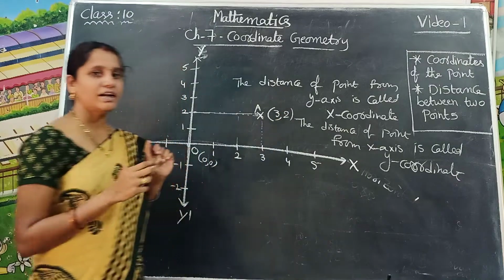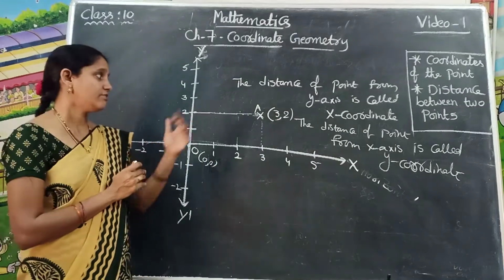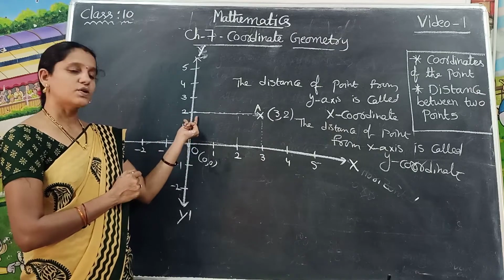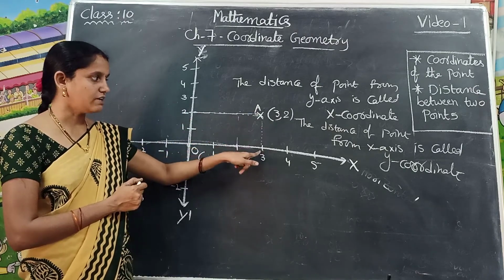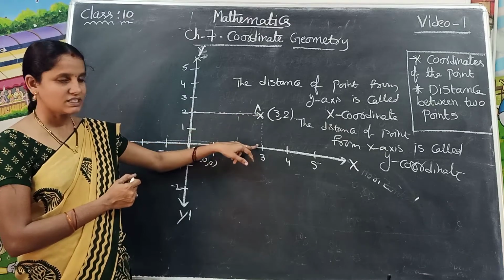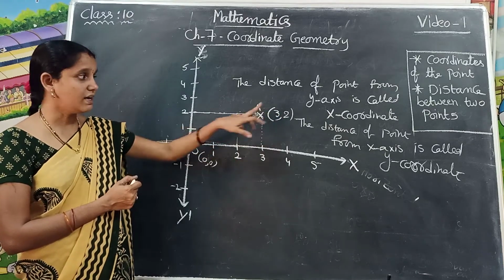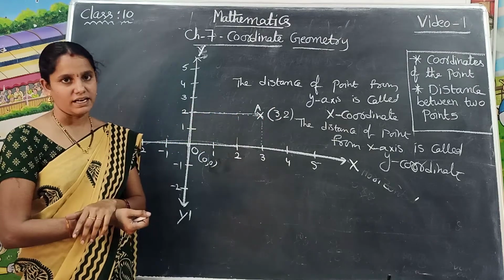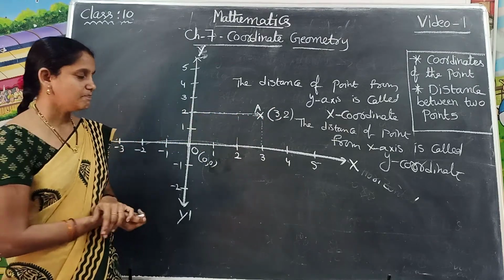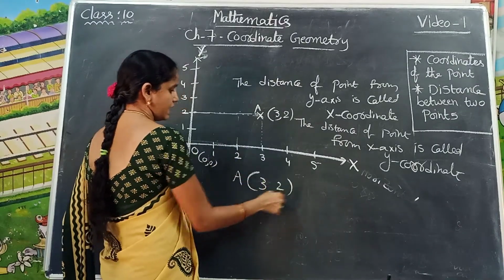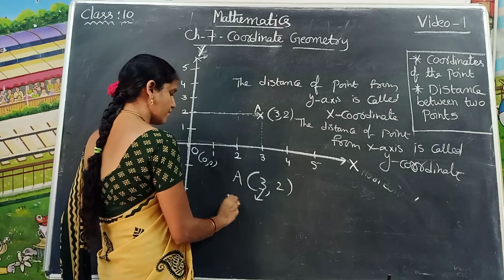So what is x-coordinate? The distance of a point from the y-axis. That means from A to x-axis, how much distance is there? That is called y-coordinate. A to y-axis, how much distance is there? That is x-coordinate. Okay?